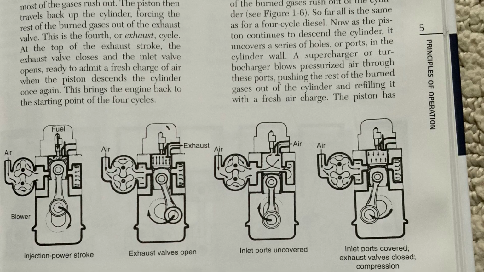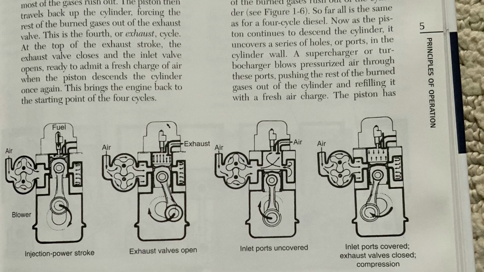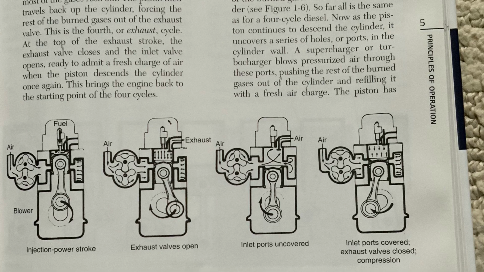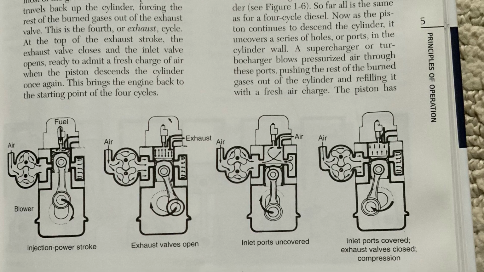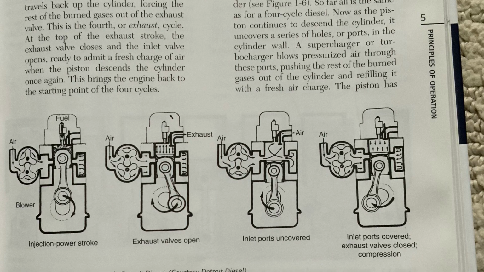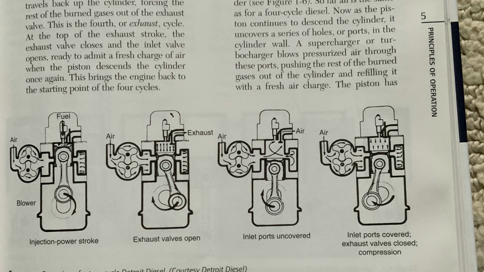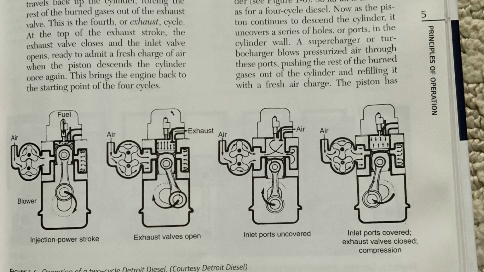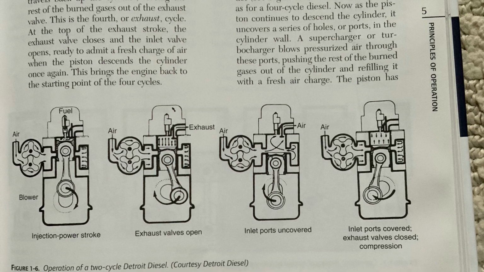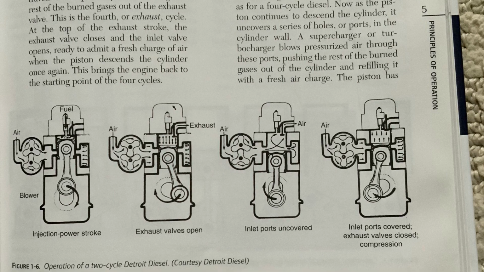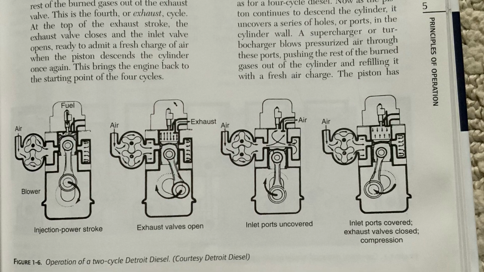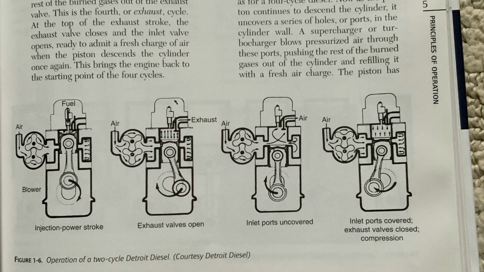Here's how. 1. We start with the piston at the top of the cylinder in its compression stroke. The cylinder is filled with pressurized, superheated air. Diesel is injected and ignites. The piston starts down the cylinder on its power stroke. As it descends, the cylinder pressure and temperature fall. When the piston nears the bottom of its power stroke, the exhaust valve opens and most of the burned gases rush out of the cylinder. See Figure 1-6. So far, all of this is the same as the 4-cycle diesel.